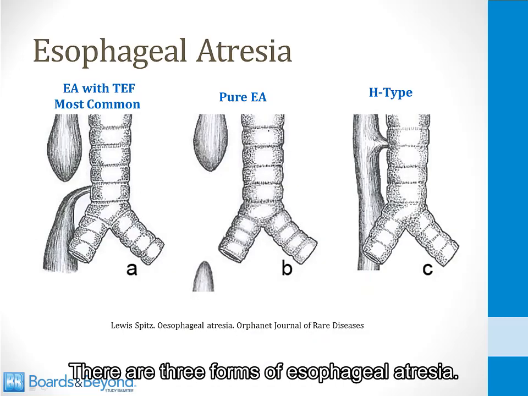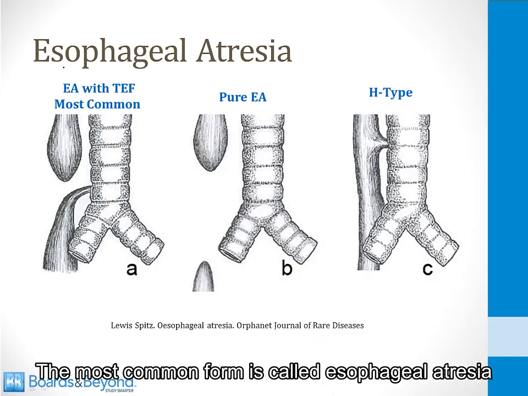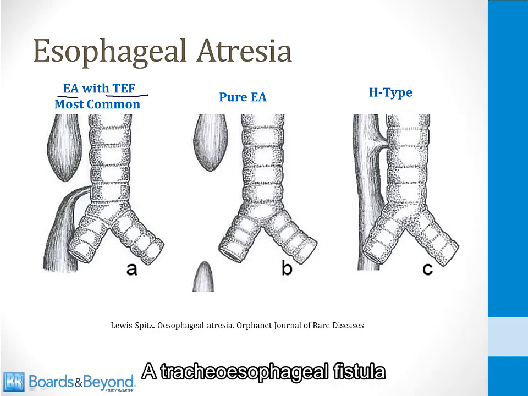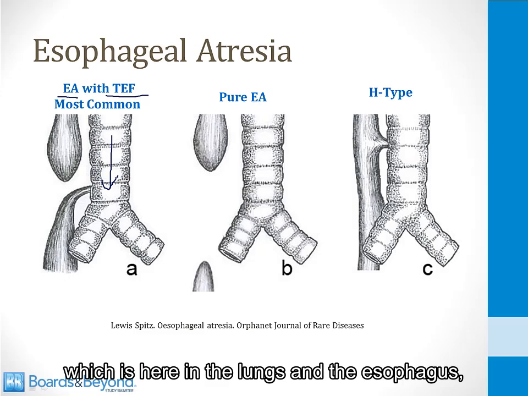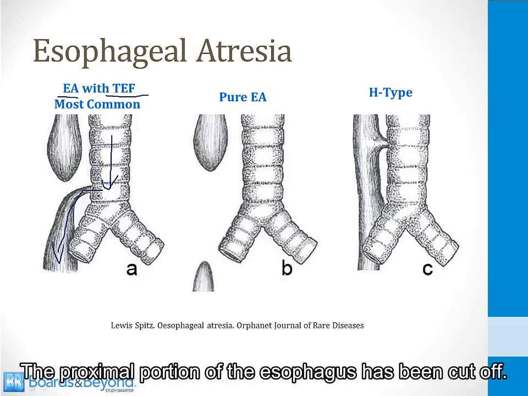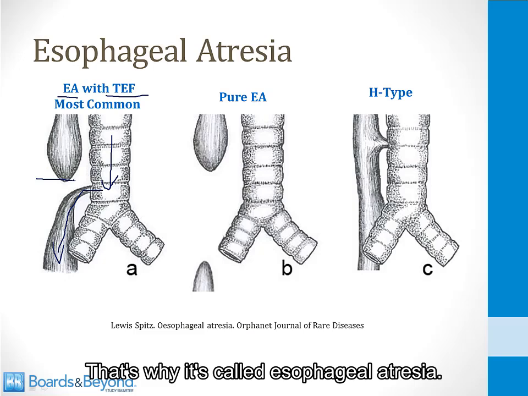There are three forms of esophageal atresia. The most common form is called esophageal atresia, that's EA, with a tracheoesophageal fistula. A tracheoesophageal fistula is a connection between the trachea, which is here in the lungs, and the esophagus, which is this distal portion of the esophagus. The proximal portion of the esophagus has been cut off. That's why it's called esophageal atresia.